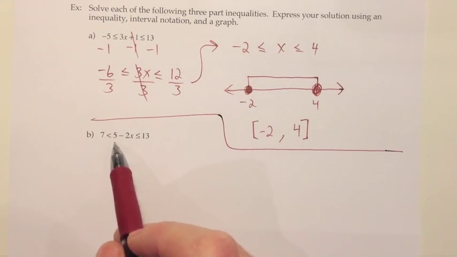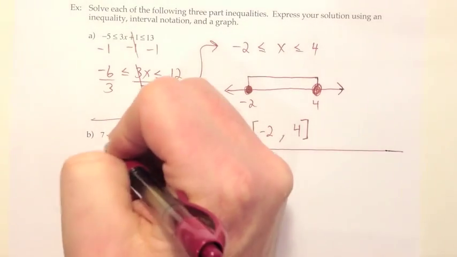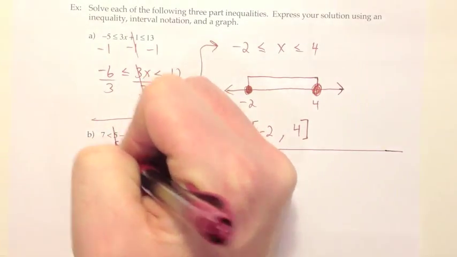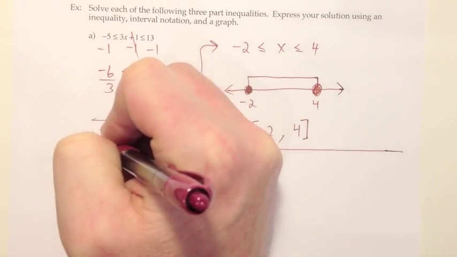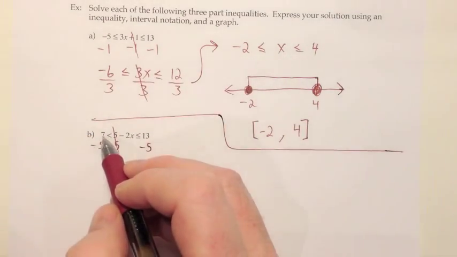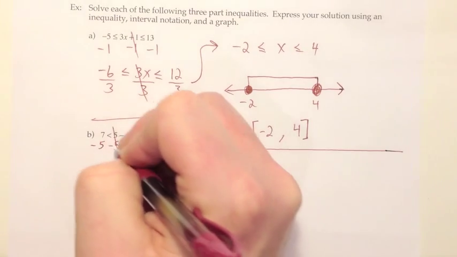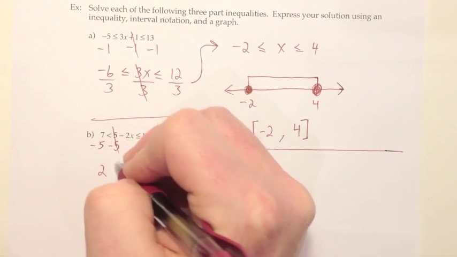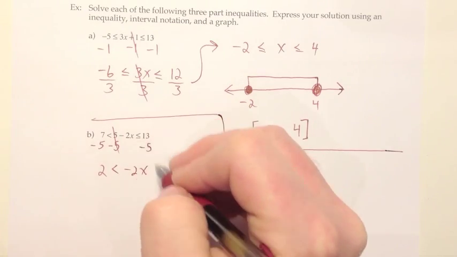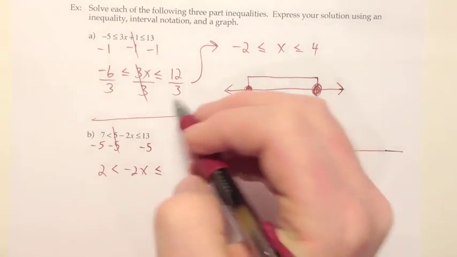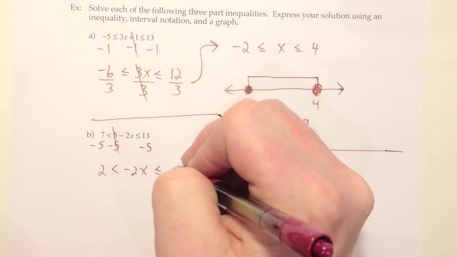We usually try and get rid of the constant terms first. So I'd subtract 5 to cancel those, but I have to do that on the right and the left as well. On the left, 7 minus 5 is 2. We had our 5's cancel in the middle. The less than copies down, and I have negative 2x. The less than or equal to copies down, and 13 minus 5 would be 8.